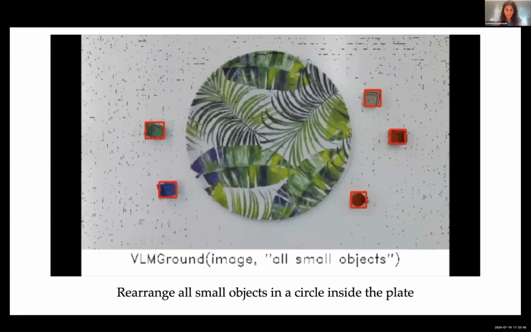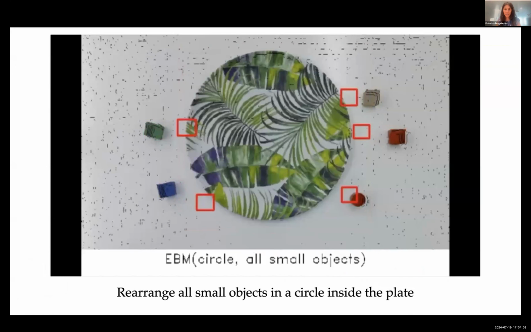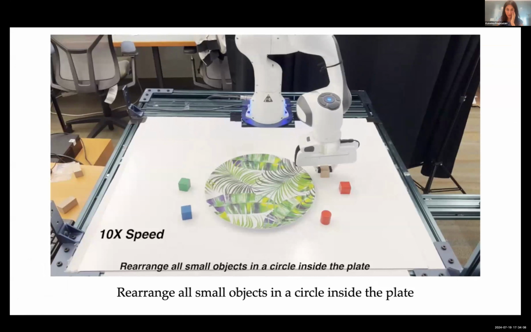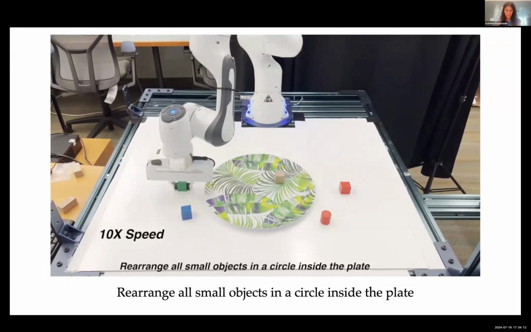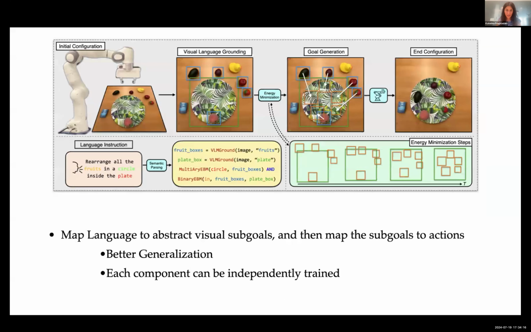And so you can go in front of the robot and say, rearrange all the small objects in the circle inside the plate. So you have your detection. Here is the energy-based model that has two terms, being inside the plate and the circle. And then you have the robot doing the pick and place. So this is the end.